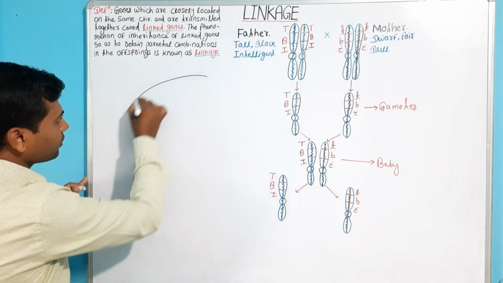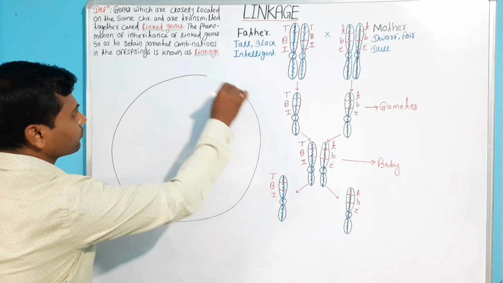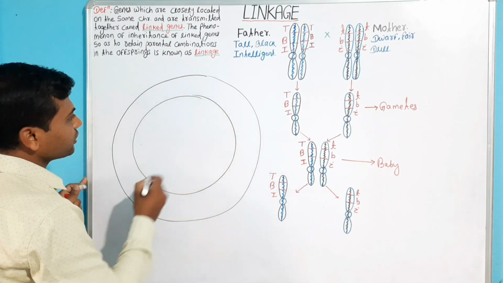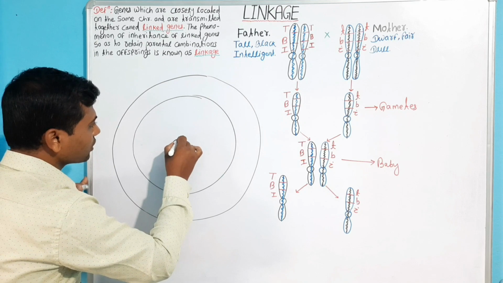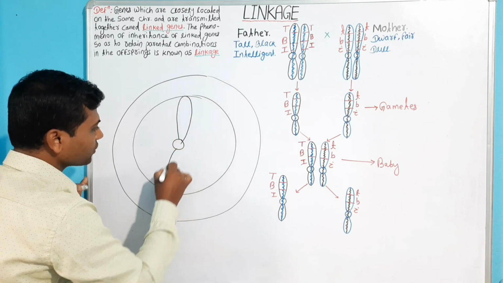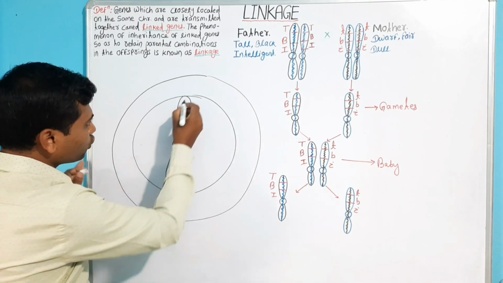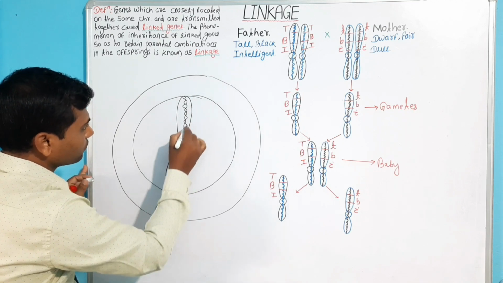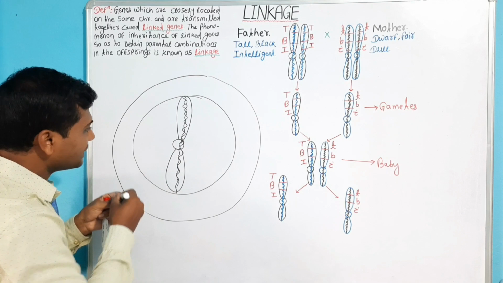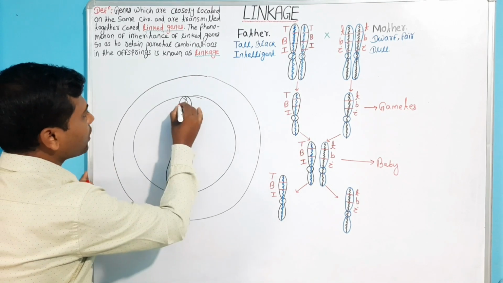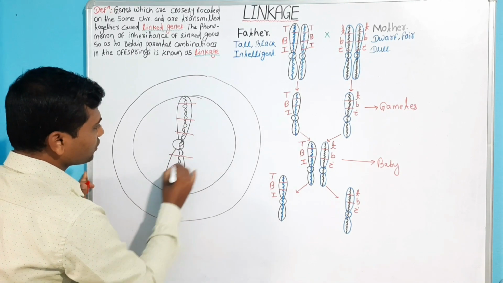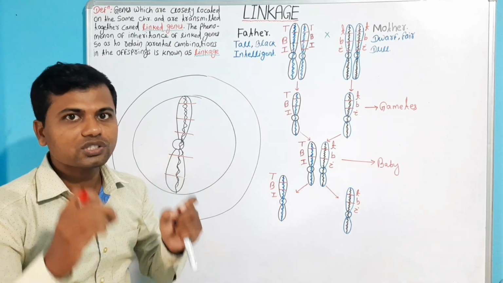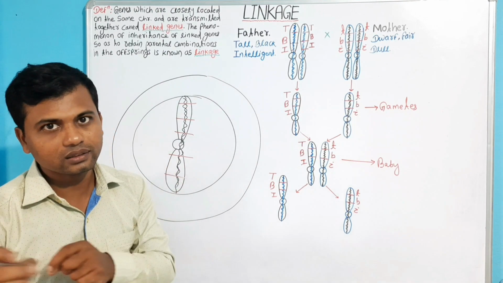Suppose this is a cell. Inside the cell, our nucleus is present. Inside the nucleus, our chromosome is present. Then inside the chromosome, our DNA is present. Then inside the DNA, the genes are present. These are the genes. So the genes are the part of DNA which is responsible for a particular character.